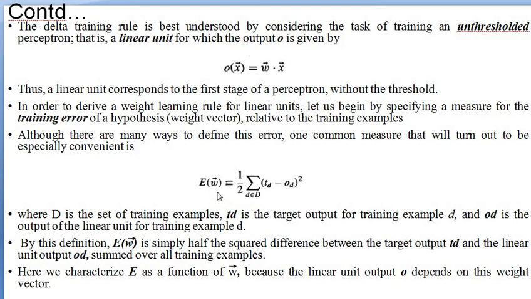Okay, this E(W), by the definition, is simply half of the squared difference between the target output and the linear unit output. The target output is TD and OD is nothing but the linear unit output. So, half of the squared difference between target output and linear unit output. And always this difference should be equal to 0, or nearly equal to 0.